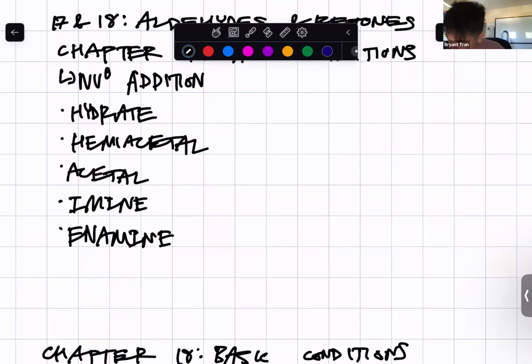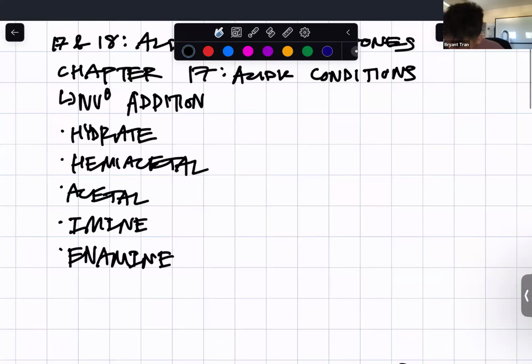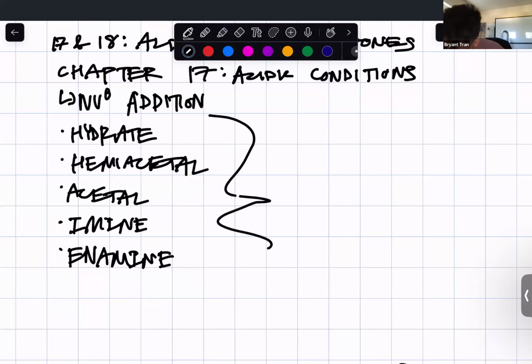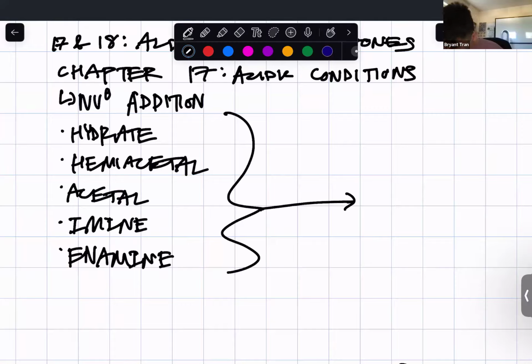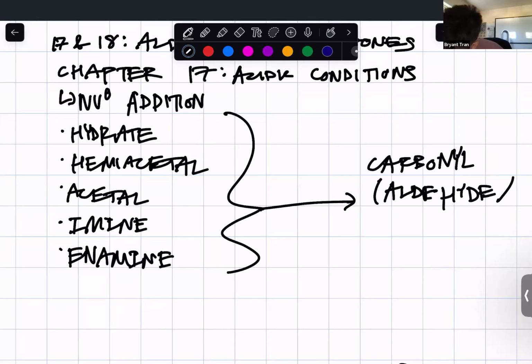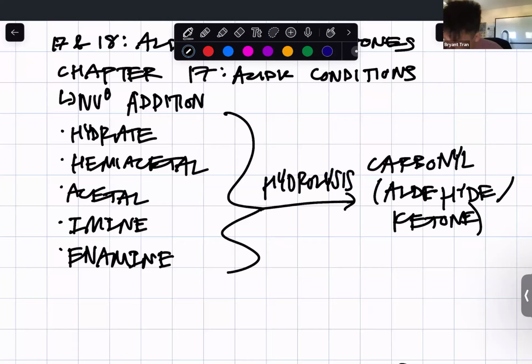All of this here can go back into a carbonyl, specifically an aldehyde or a ketone, through a process called hydrolysis. And specifically in acidic conditions, hydrolysis will include water and some sort of acid like H2SO4 or H3O+.